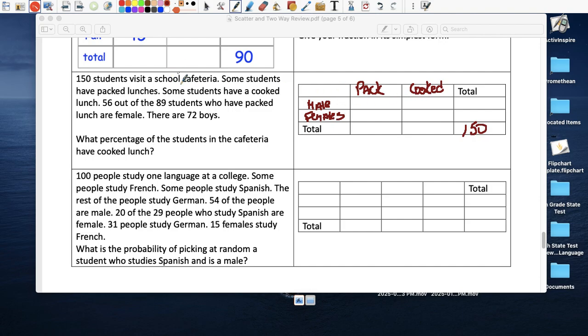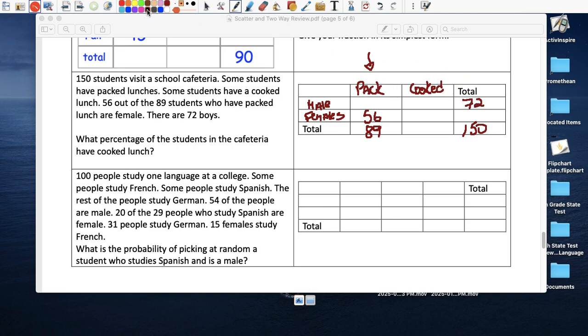All right. Some students have a cooked lunch. Well, 56 out of the 89 who have packed lunch. So that's telling us that there's 89 in total, and 56 of them are females. And then 72 are boys, right? They don't tell us about whether they pack food or cook food, which means this is the total. So telling us 72 are boys.